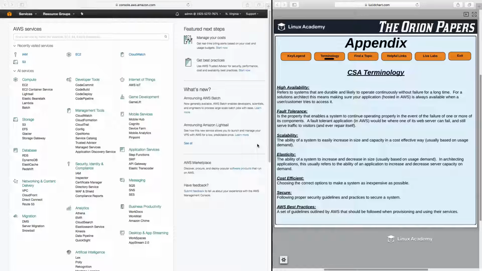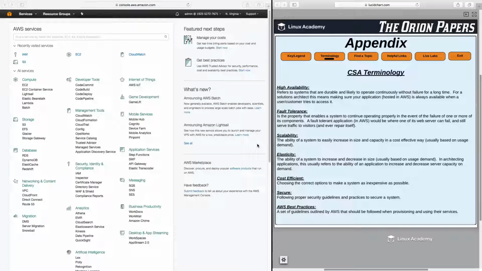Last is AWS best practices. AWS best practices are a set of guidelines outlined by AWS, which is generally noted in their documentation and white papers, that should be followed when provisioning and using their services. AWS has done us all a great service by saying, hey, for each one of these services, here are some key points that you need to know, which we consider to be the best way to use these particular services or utilize security in the best way on these services.